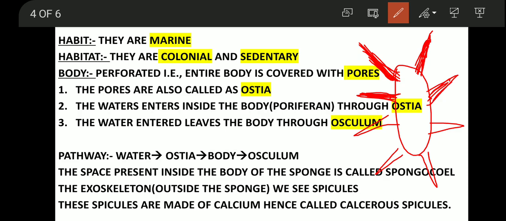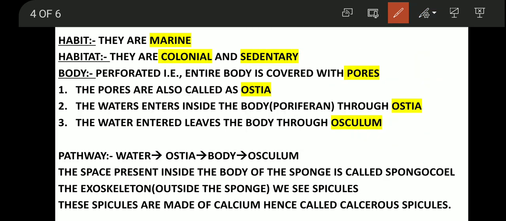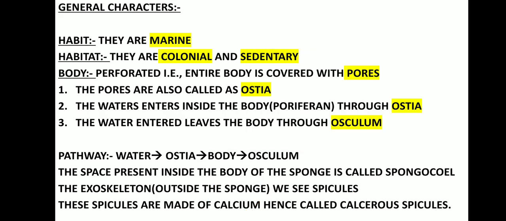And these spicules are made up of a chemical composition called calcium. They are made up of calcium, hence they are tough, hard and rigid. They don't bend, hence these are also called calcareous spicules. Due to the presence of calcium, these are called calcareous spicules.